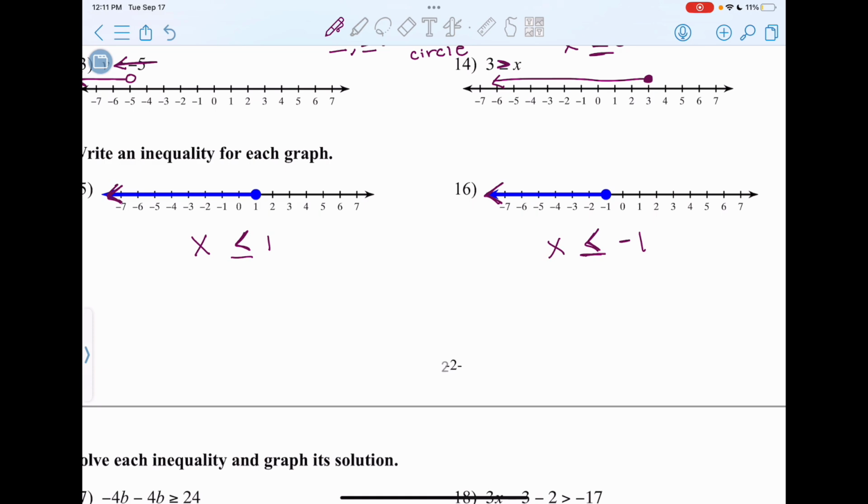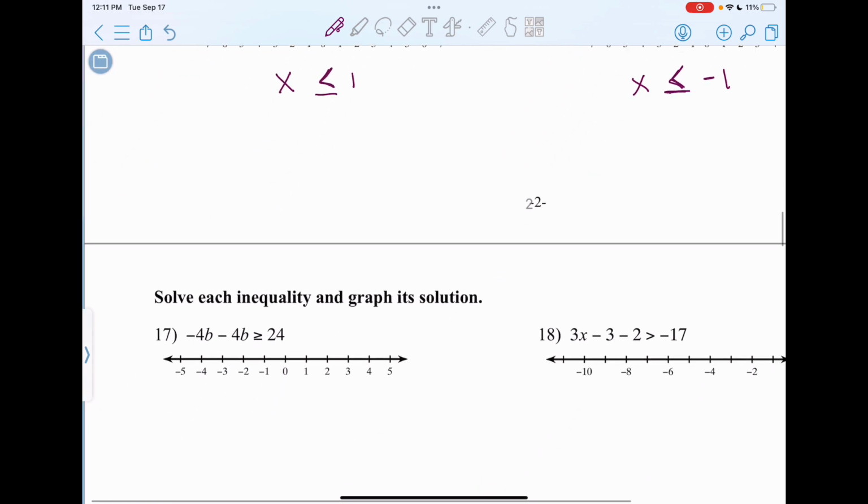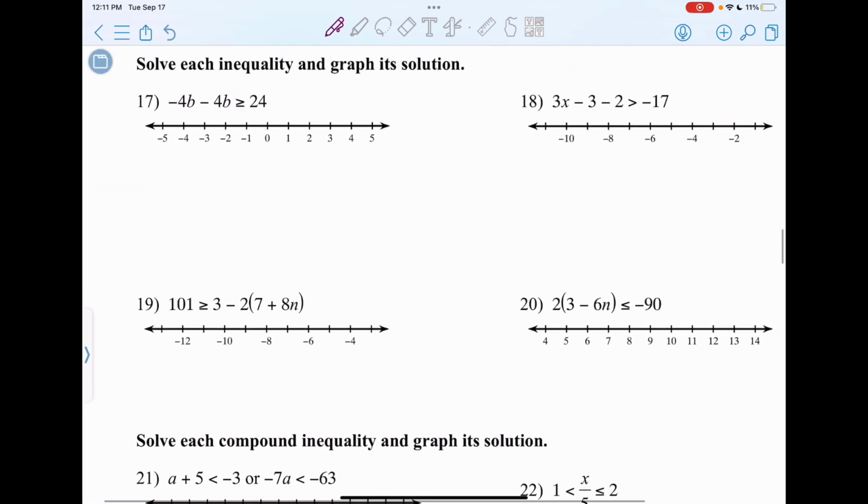Now let's talk about solving inequalities. Once again, I'm going to do 17 and 19, and you are going to do 18 and 20 on your own. So looking at 17, if I draw my line at my inequality sign, I'm going to start by rewriting it down below. I'm going to combine my like terms. So combining -4b and -4b, I get -8b.